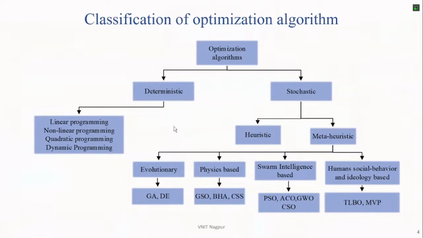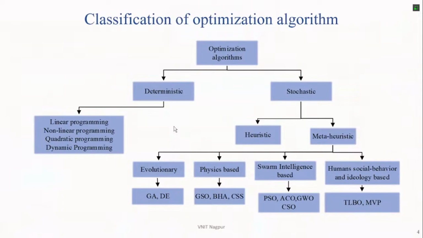One of the most popular methods is the swarm based method. Swarm based methods include particle swarm optimizer, or any other algorithm such as ant colony, or competitive swarm optimizer. These are all swarm based algorithms. A few algorithms are also developed based on social behavior, like teaching learning behavior, or MVP, the most valuable player algorithm, and a few others. And these algorithms are not derivative based algorithms.